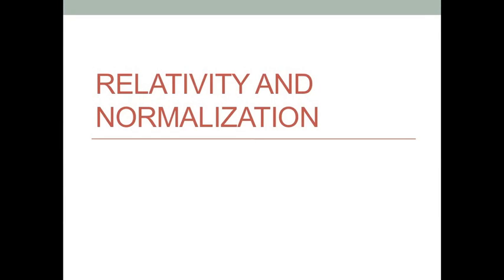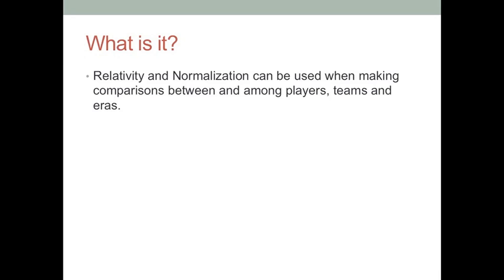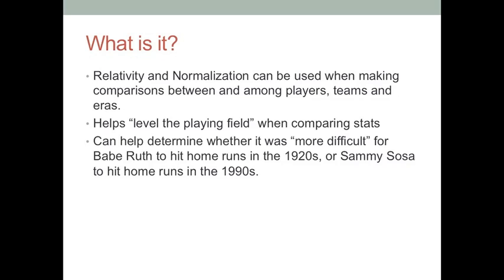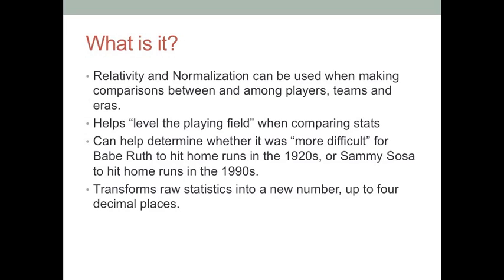This lesson is on relativity and normalization. So what is relativity and normalization in the context of looking at baseball statistics? It can be used when making comparisons between and among players, teams, and eras. This helps to quote-unquote level the playing field when comparing statistics and can help determine whether it was more difficult for Babe Ruth to hit home runs in the 1920s or Sammy Sosa to hit home runs in the 1990s.